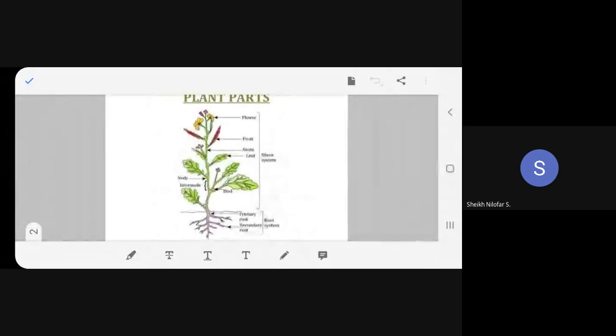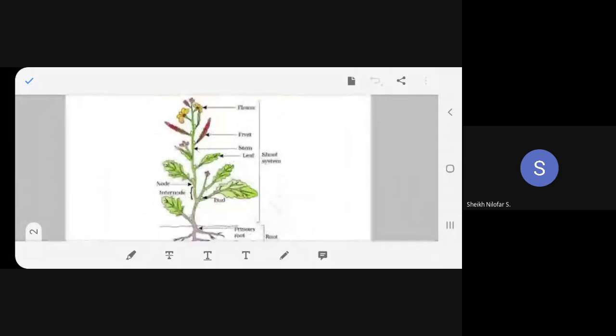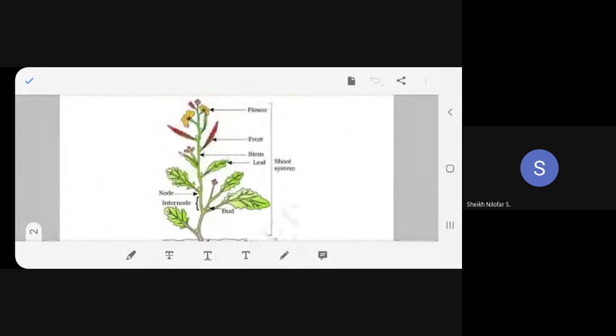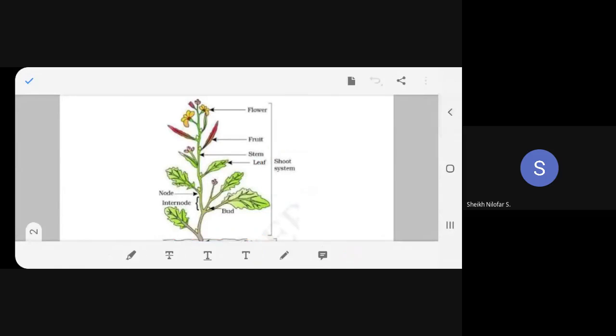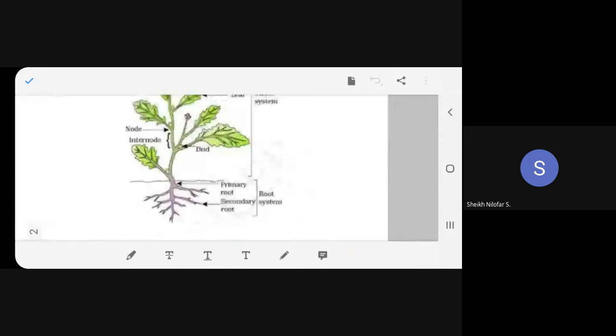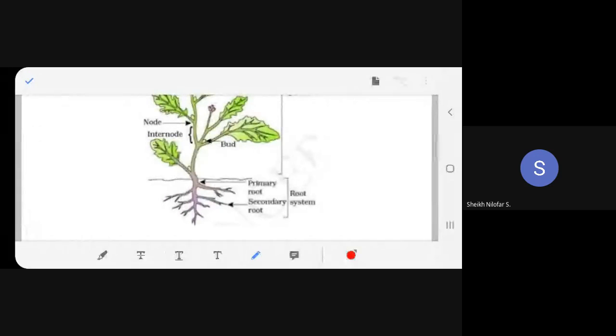Now you see, the portion which is above the soil is called the shoot system. What is known as the shoot system? That which is above the soil. And the one which is below the soil is known as the root system. Got it?